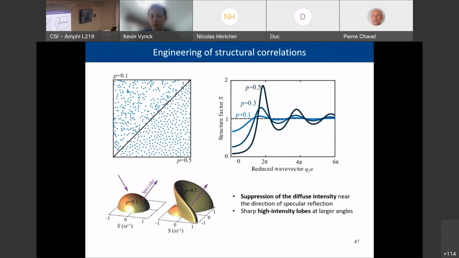of structural correlations. So again, previously I told you about the structure factor, the fact that the structure factor is really modifying the scattering diagram of a surface in quite a spectacular way. So if you go from a completely random system to a system where you have short-range correlations, the scattering diagram will go from something that is quite uniform to something that is very peaked angularly.